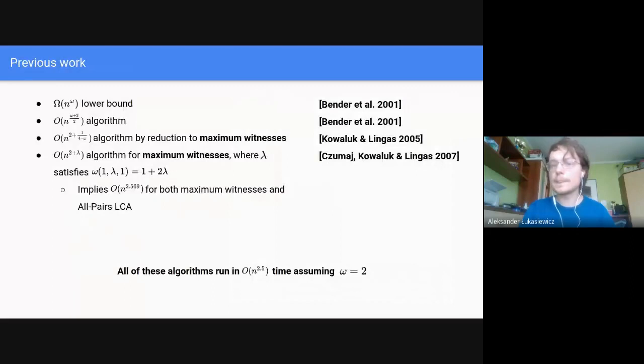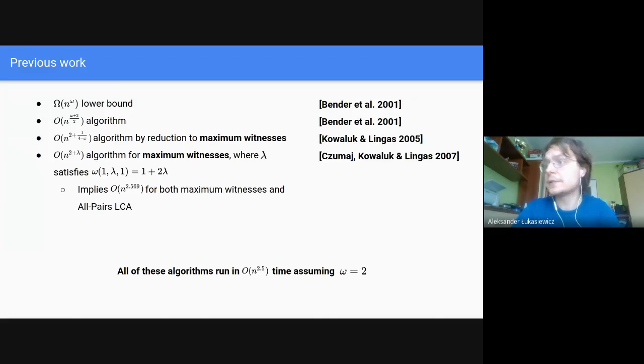So there has been some research about this problem in the past. It was stated in 2001 by Bender et al., and they provided a simple lower bound of n^ω. Basically, it is easy to see that computing all-pairs LCAs is at least as hard as computing transitive closure. They also provided an n^((ω+3)/2) algorithm for this problem.